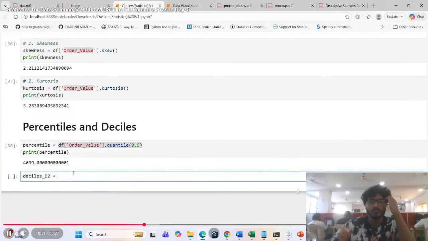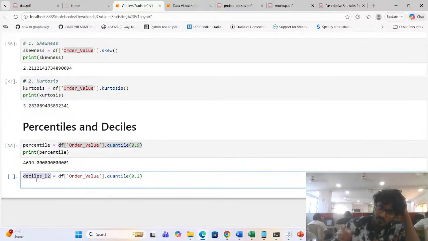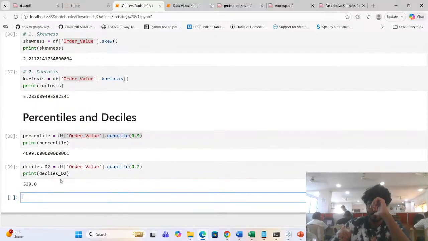In this particular DF, here you need to specify 0.2. Let me go by writing print to get the value. See, 80% of the people are going to spend around 539 rupees. You getting my point? Out of 100%, we already got to know that the top 10% of the people are spending 4,699. And the remaining 80% of the people are spending around 539 rupees.